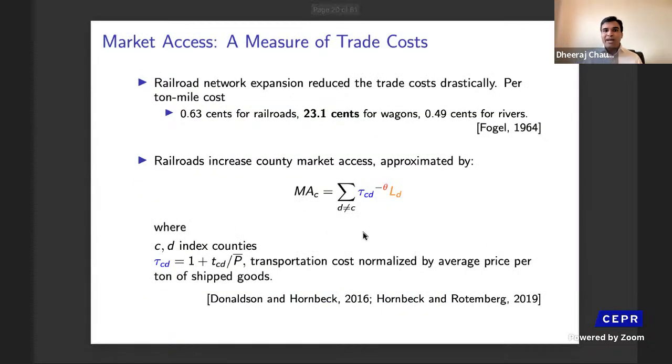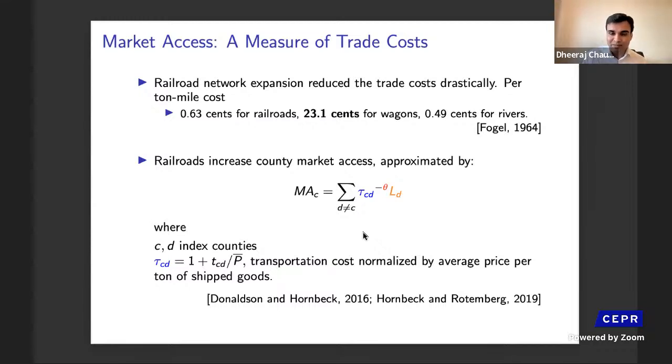So what is market access and why are railroads important? Railroads are important because they led to huge declines in trade cost. Fogel estimated that the per ton mile cost of shipping is 0.63 cents for railroads as opposed to 23.1 cents for wagon. So railroads are an order of magnitude cheaper than the alternative main source of transportation, that is transporting goods by wagons. Water transportation is somewhat cheaper, but the sparse network of rivers and canals does not make it compete with the railroads.